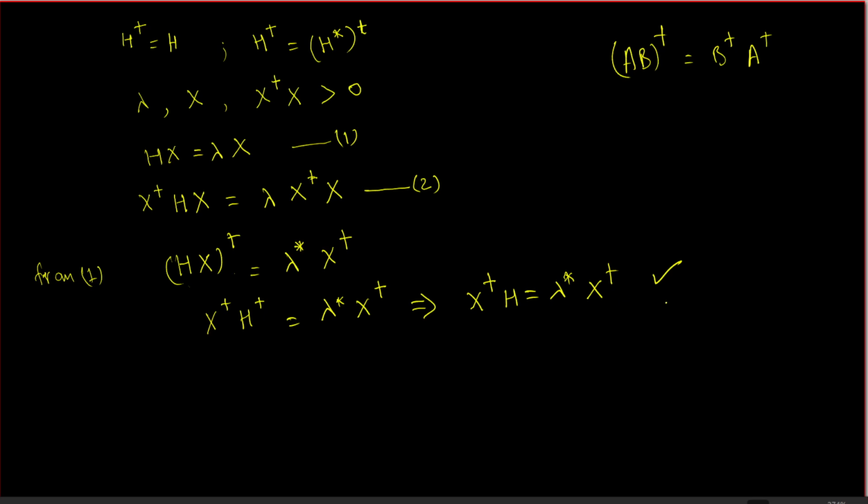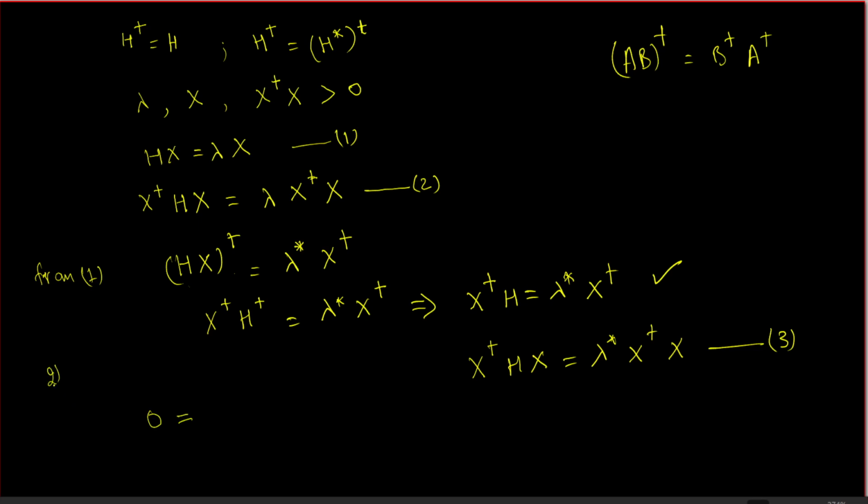Now in this relation we multiply by x on the right side. On both left hand side as well as on right hand side we multiply by x. So we will get x dagger H x equals lambda star x dagger x. Let us call it equation number 3. Now if we subtract equation 3 from equation 2, then on the left hand side both these equations have x dagger H x.